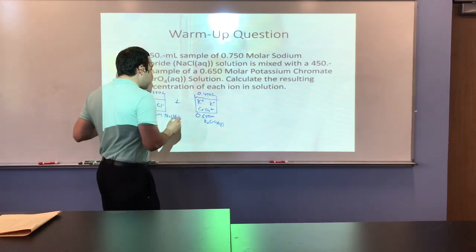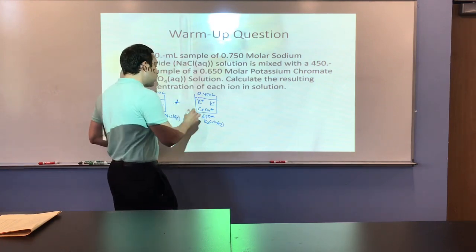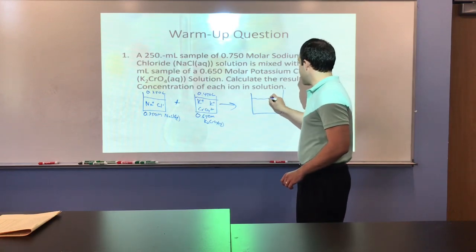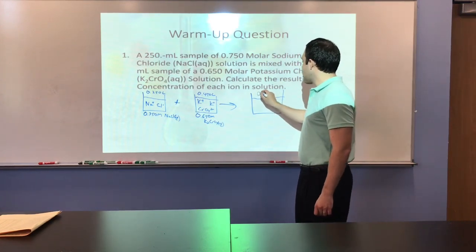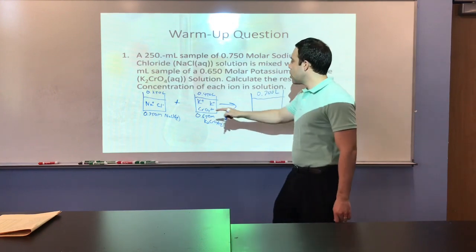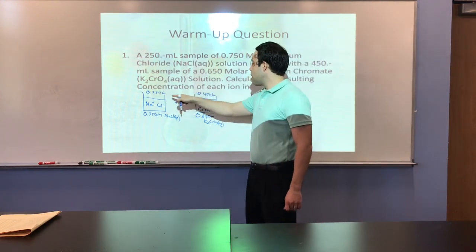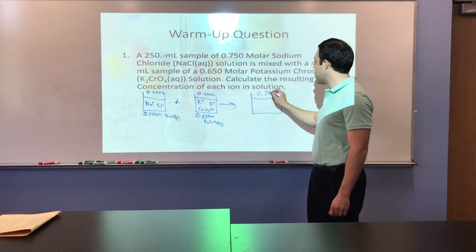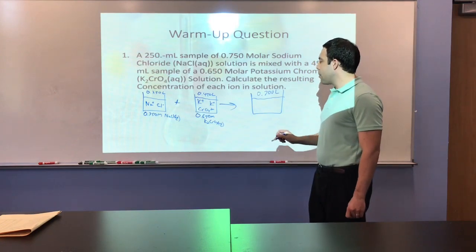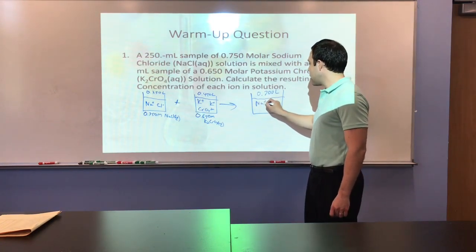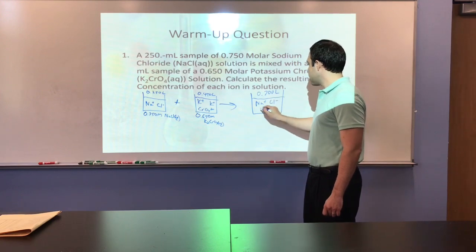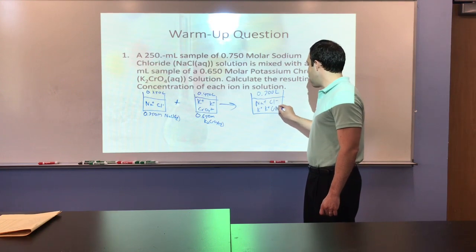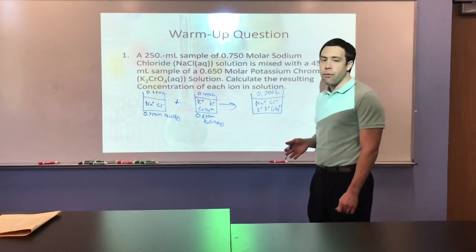Now I'm adding these 2 solutions together. So that's going to give us a bigger beaker that will be 0.700 liters when I add the 0.250 and the 0.450 liters, so I get a resulting solution of 0.700 liters. And inside I'm going to have Na plus, Cl minus, K plus, and CrO4 2 minus, all floating around.